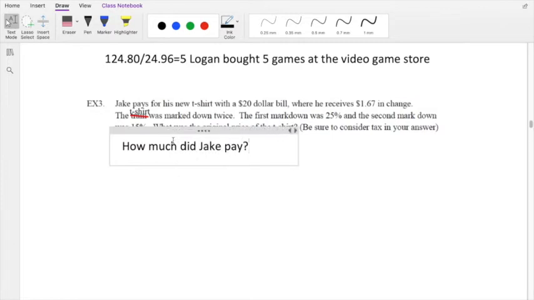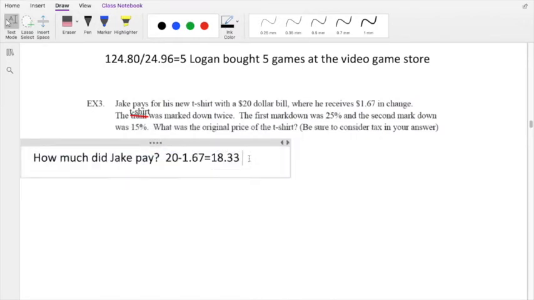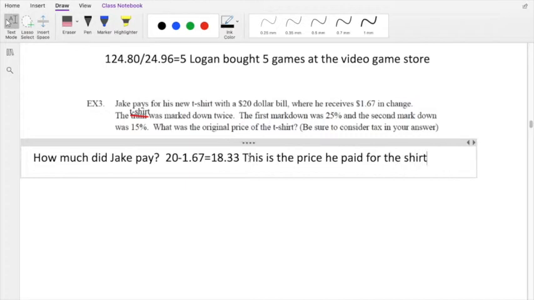So that's a good question. Well, if he paid with a $20 bill and he got back $1.67 in change, if I go 20 minus 1.67, he paid $18.33 for the shirt. This is the price he paid for the shirt. Okay, so we know that. He paid $18.33 for a shirt.